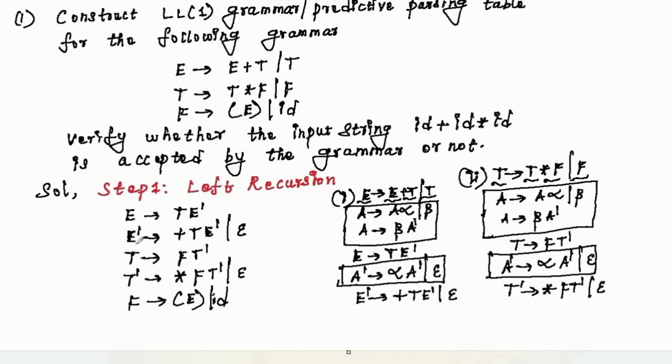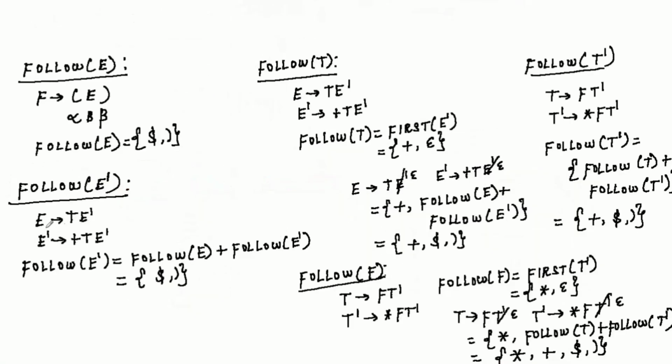Next, follow of E dash. E dash is present in the right hand side of E tends to TE dash and E dash tends to plus TE dash. In the production TE dash, there is no next symbol. Then you take the follow of capital E and the follow of E dash: follow of E plus follow of E dash. We already found follow of E, which is dollar, close bracket. So follow of E dash is also dollar, close bracket.